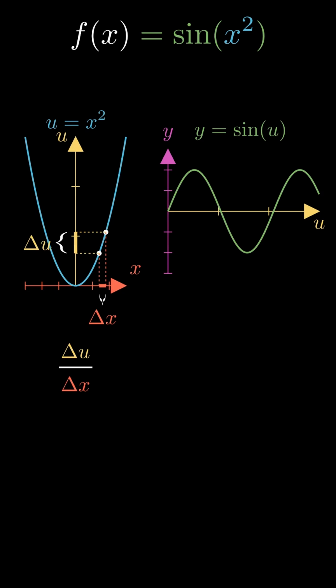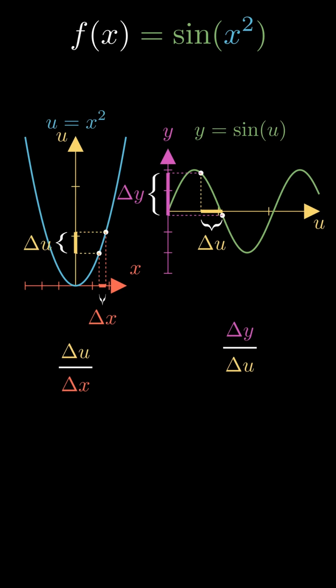Now consider the second function. This function is not measuring how y changes with respect to x. It cannot, because x is not its input. Its input is u. So it measures the relationship between the change in u and the change in y. That relationship is delta y over delta u.